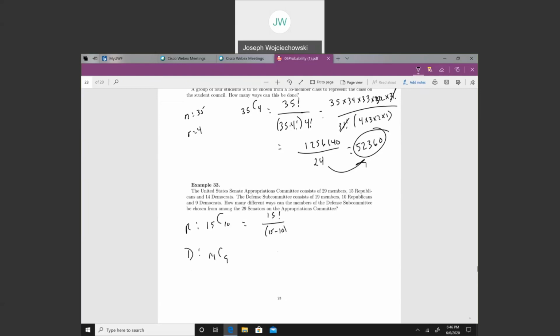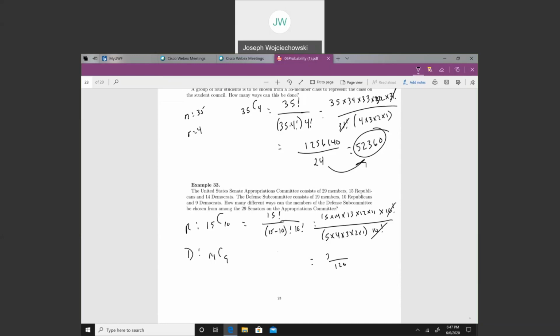15 minus 10 factorial, and that's times 10 factorial. So this is 15 times 14 times 13 times 12 times 11 times 10 factorial over 5 factorial, which is 5 times 4 times 3 times 2 times 1 times 10 factorial. So the 10 factorials cross out. That's 120. And we have 15 times 14 times 13 times 12 times 11.